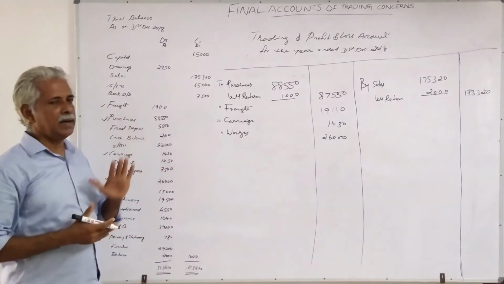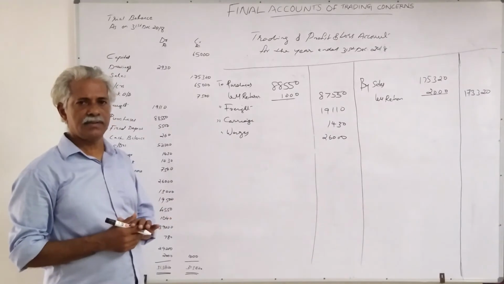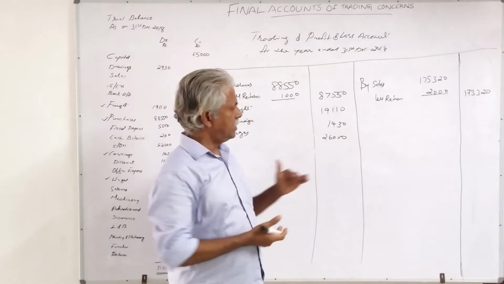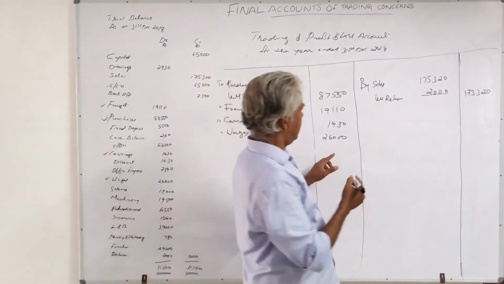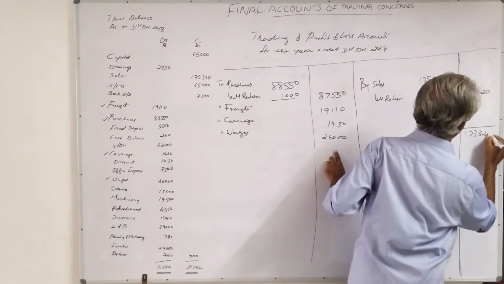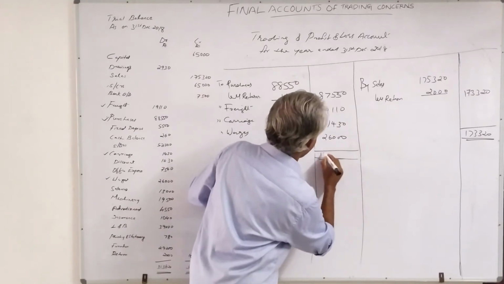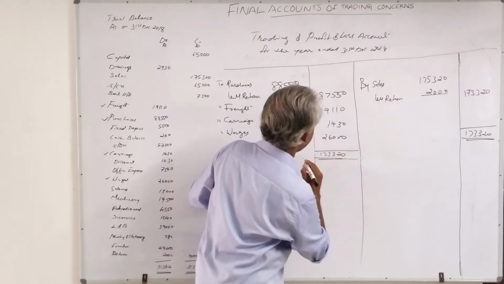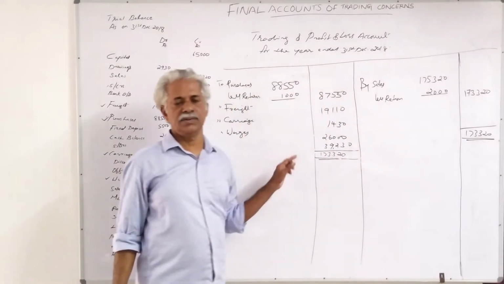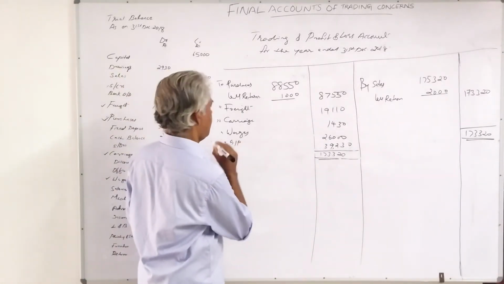Similar to opening stock, there is no closing stock in this question. So you need not write a closing stock on the credit side. Then you just balance the account. Here the credit side is greater. The total is 1,73,320 itself. 1,73,320 total. Then balance 39,230. That is the gross profit.